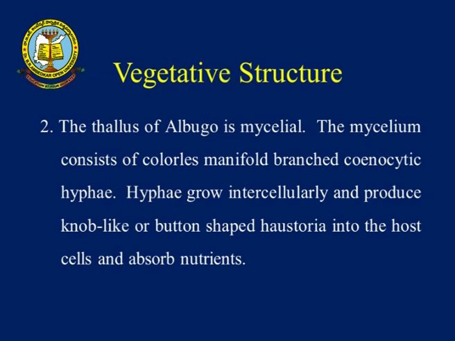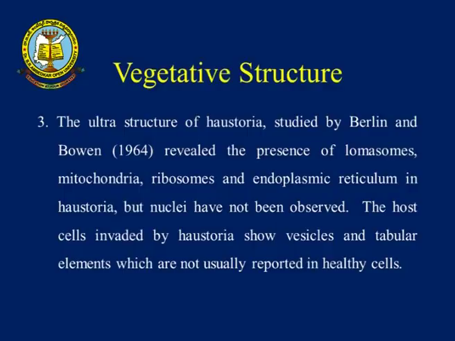Albugo candida has cenocytic mycelium. The hyphae grow intercellularly and produce knob-like, button-shaped haustoria into the host cell. They absorb nutrients from the host cells. Here we call them haustoria. They are root-like structures, taking food material from the host. This shape is knob-like. The ultrastructure of haustoria was first studied mainly by Berlin and Bowen in 1964.